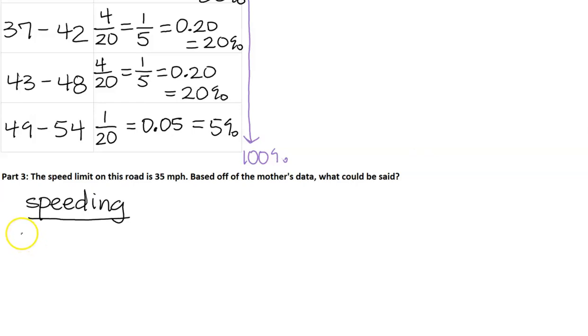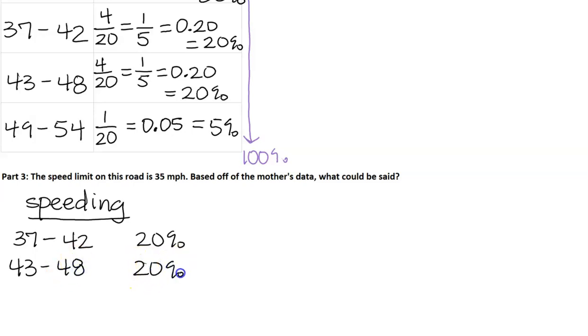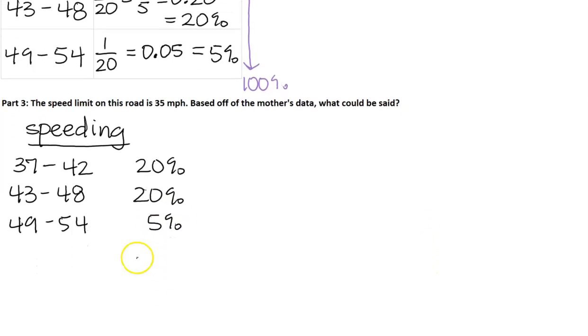So we have from the third class between 37 and 42, 20% of those drivers. Between 43 and 48, we have another 20%. And then finally, between 49 and 54, we have 5%. So if we add up all of these percentages, we can say that about 20 plus 20 plus 5 gives us 45%. About 45% of the drivers are speeding.